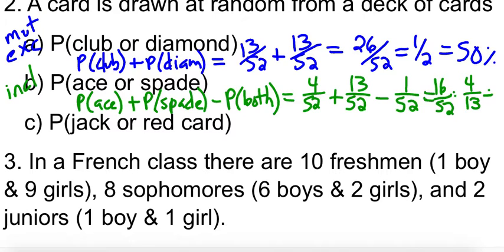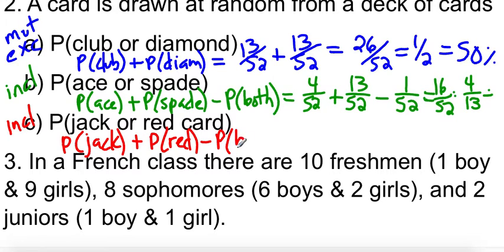All right. We have the probability of getting a jack or a red card. So we need to think about, is there overlap between those? Can you have a card that's a jack and red? The answer is you definitely can. This is an inclusive event. There's overlap. So we need to do the probability of jack plus the probability of red minus the probability of both.